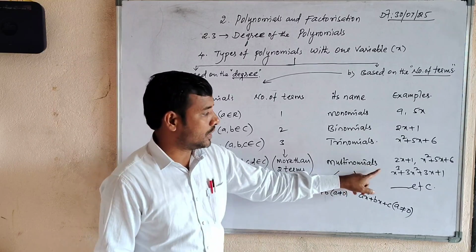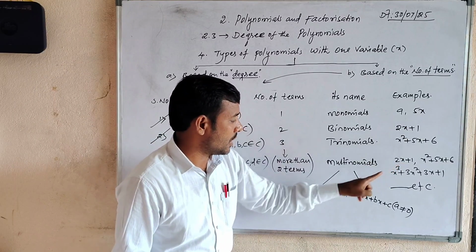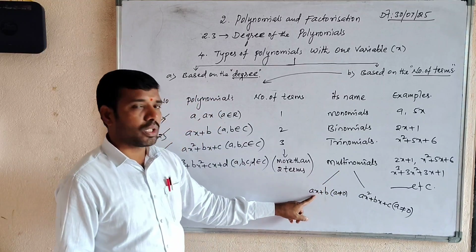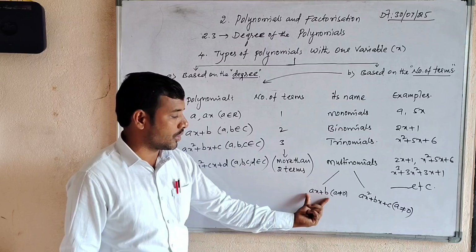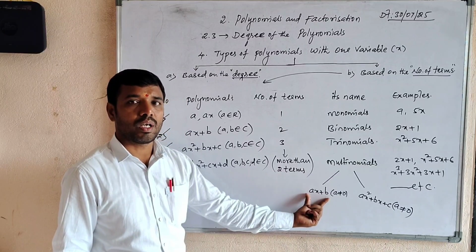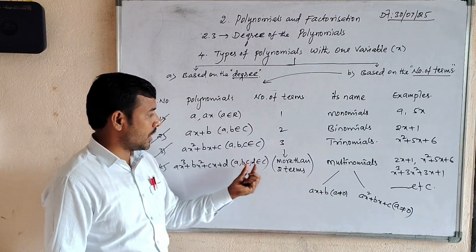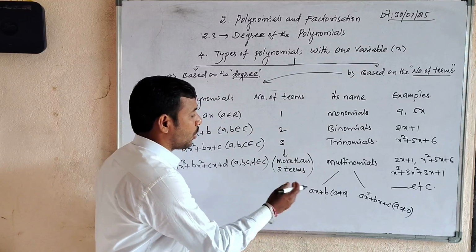Okay. This is one example, observe. See, a multinomial side I took this also. Ax plus b, where a is not equal to 0. This is also called a multinomial only, because we mentioned two or more than two terms.